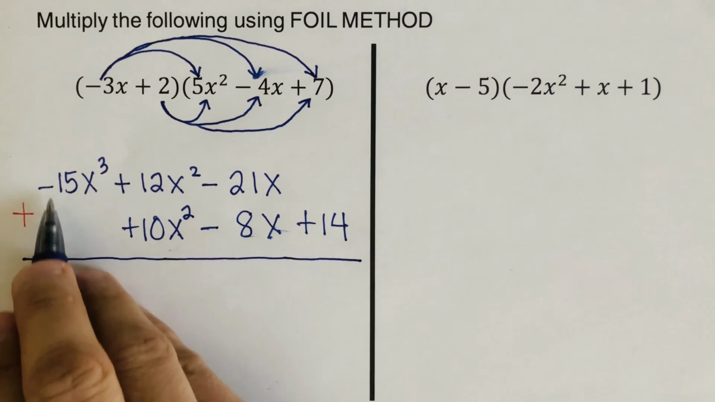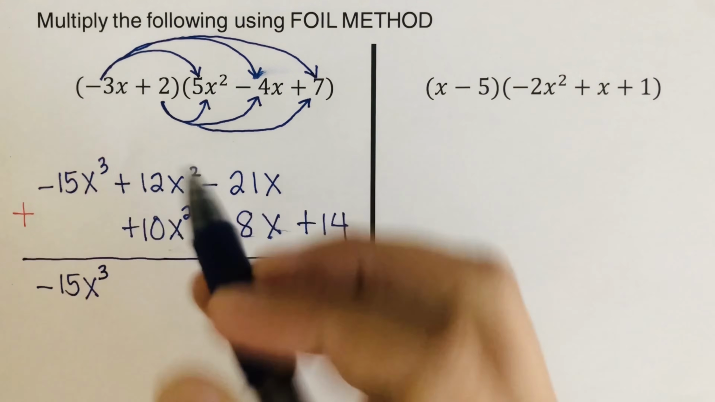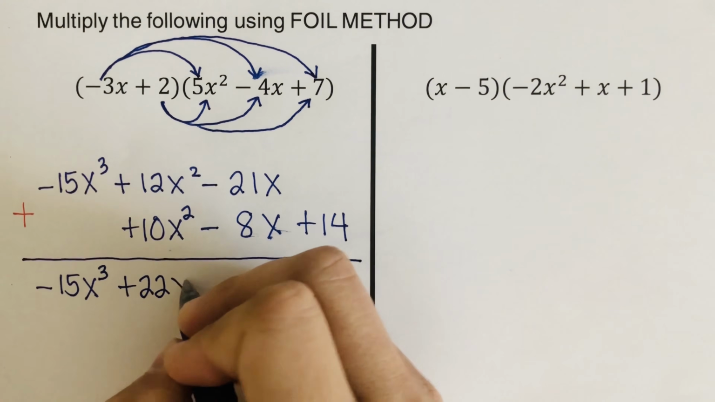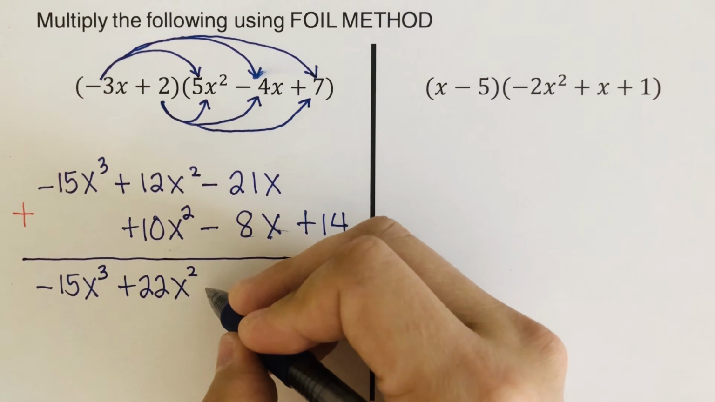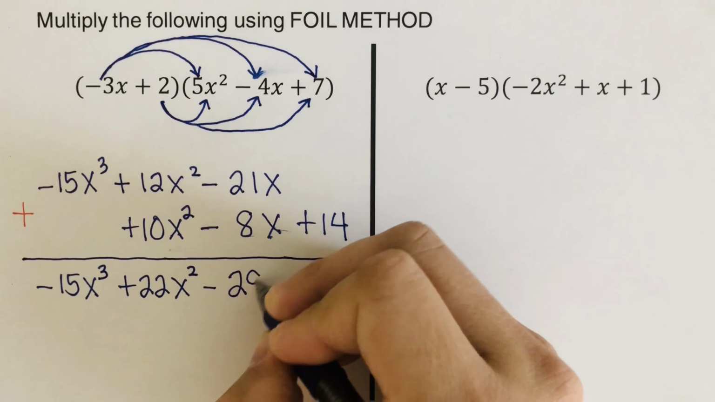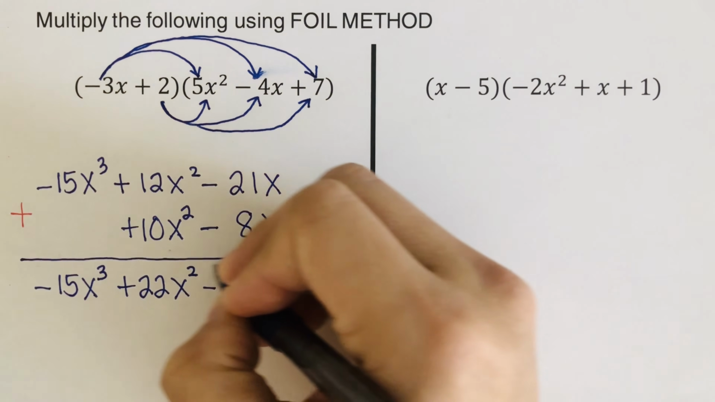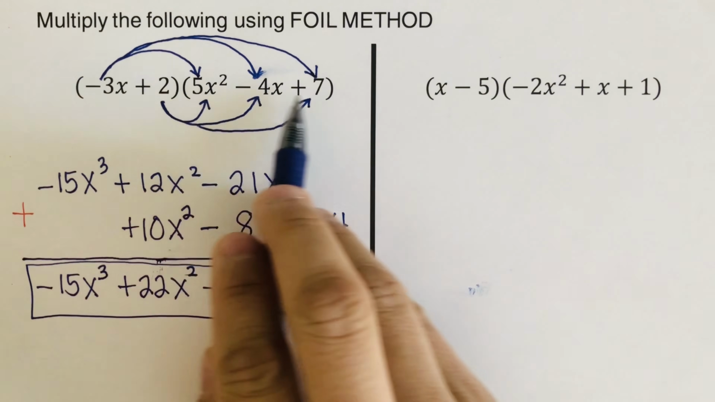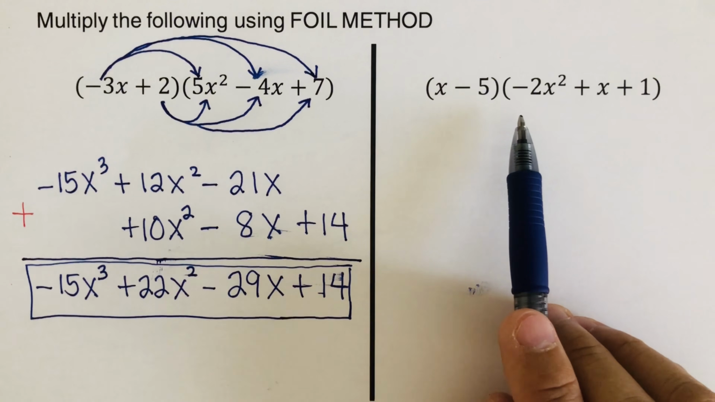So we bring down negative 15x cubed. And then we have a 22, so there's a positive 22x squared. Again, we're adding them. So then this one right here would be a negative 29x and then plus 14. So this is the product of this binomial and trinomial multiplied together. At this time, I would encourage you to pause this video and try this problem out on your own. And when you're done, unpause it and check your answer.